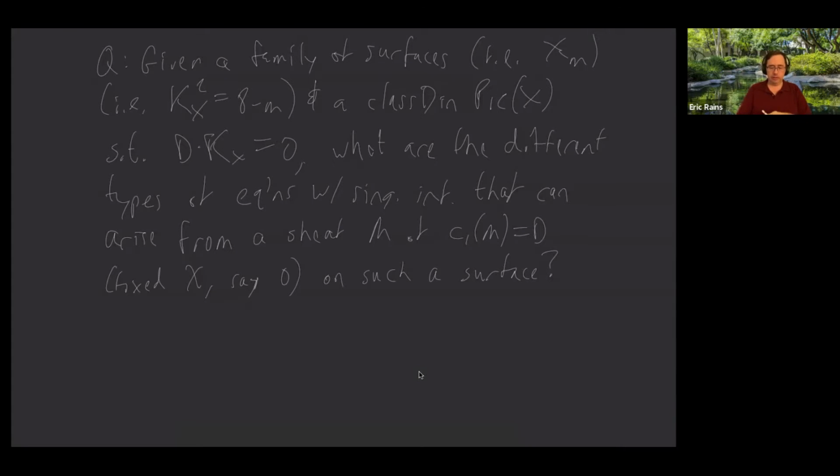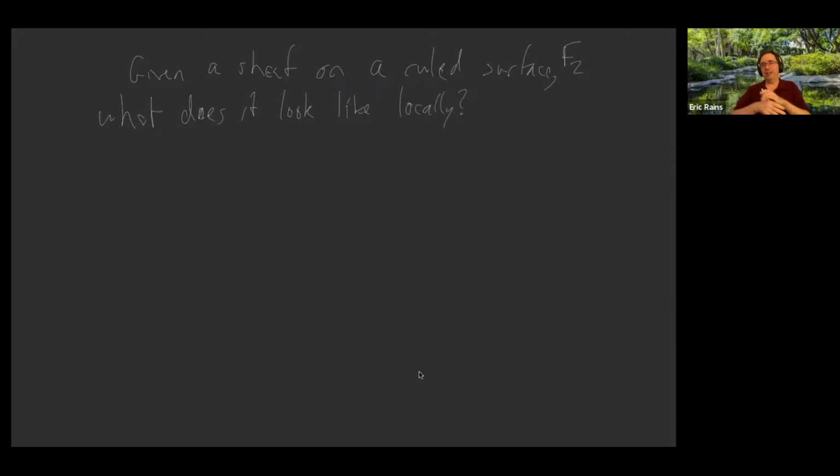Okay, so let's back up a little bit. So given a sheaf on a ruled surface, what does it look like locally? So this is actually a relatively straightforward thing to think about because, well, let me just assume that our ruled surface is F2, because after all, when we're canonically embedding equations, they're on F2. So on F2, what does it look like locally?